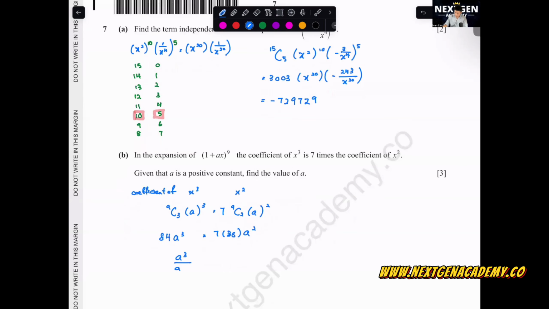a cubed over a squared equals 7 times 36 over 84. a will be equal to 3. Okay, so that is just binomial expansion. If you can do this, you can get this question.